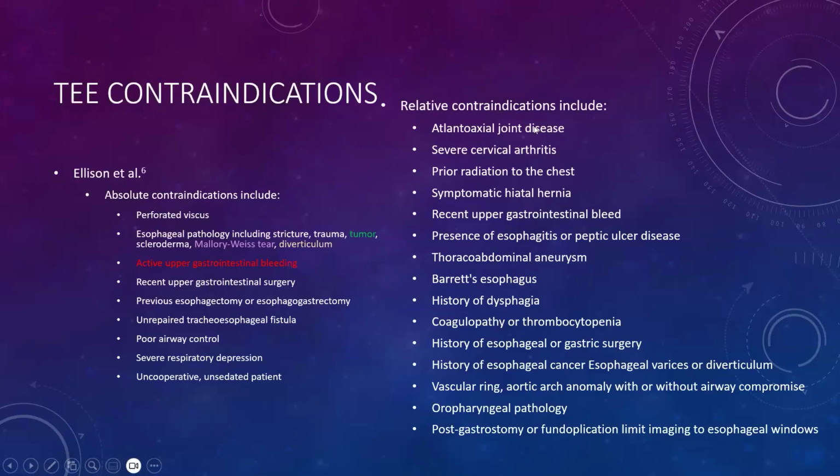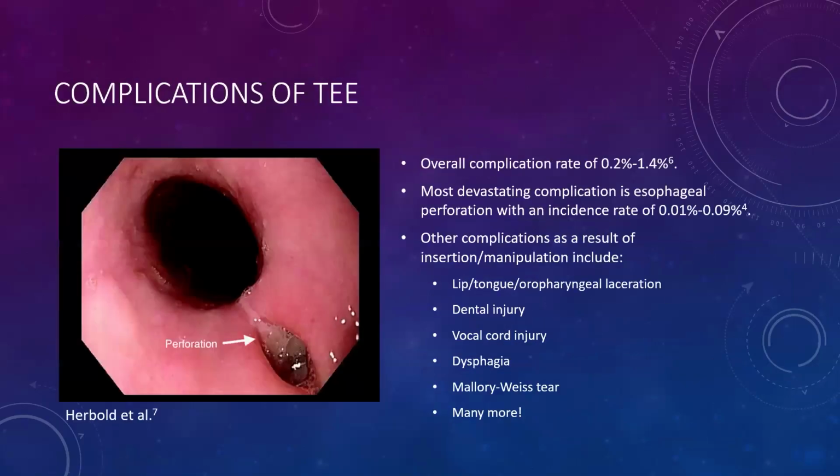Severe cervical arthritis, similar reason to atlantoaxial joint disease. And why do we list these contraindications and whatnot? It's basically the number one thing: we're trying to avoid the most devastating complication of TEE placement, which is going to be an esophageal perforation.